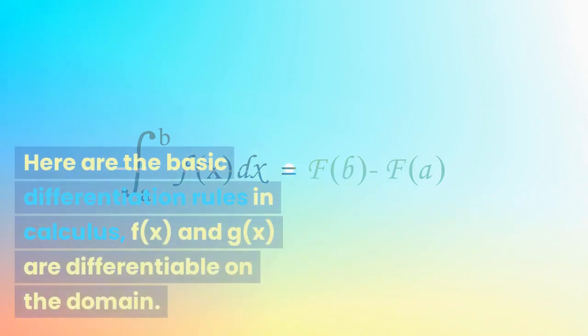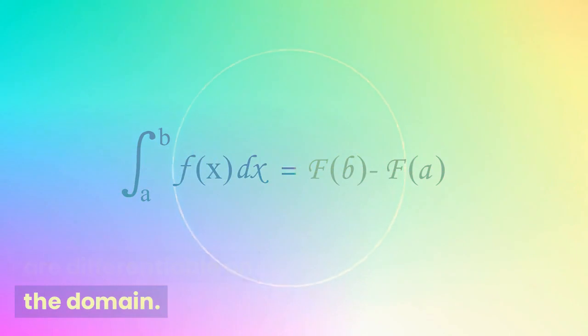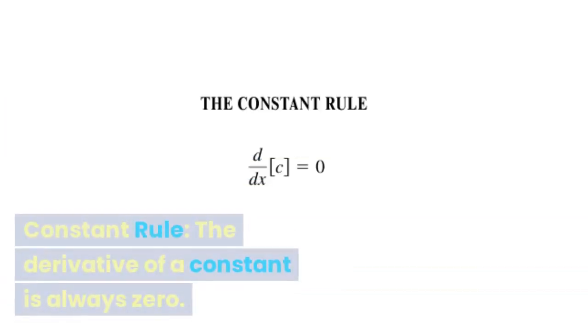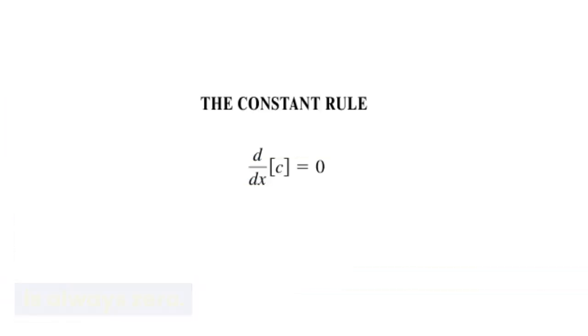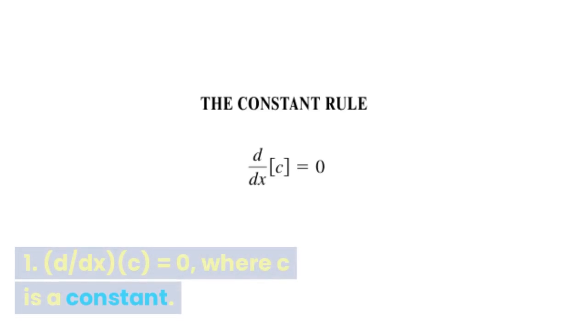Here are the basic differentiation rules in calculus. f(x) and g(x) are differentiable on the domain. Constant rule: the derivative of a constant is always 0. d/dx c equals 0, where c is a constant.